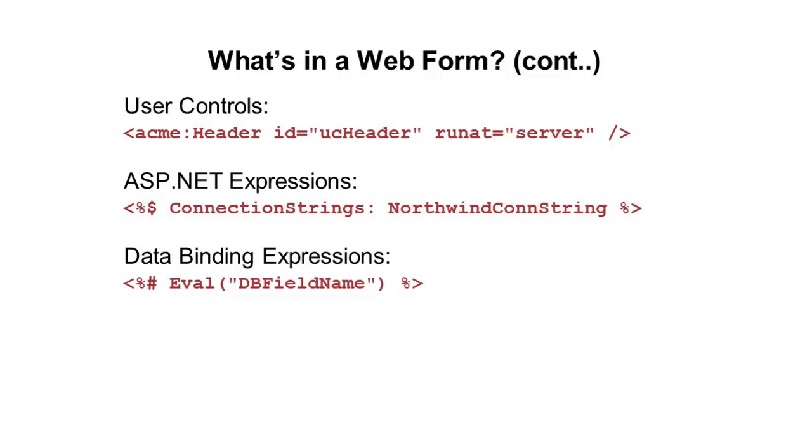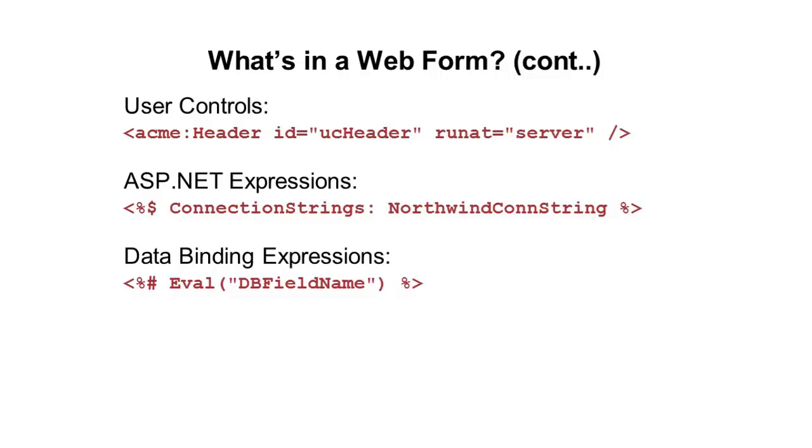Now, expressions are a little bit different because, unlike directives that use %, expressions use %$. And so this particular expression would allow us to read a connection string without having to write any C# or VB code to do it. So this would go in the ASPX page and pull out the Northwind connection string from a file called web.config. Very useful as you're using data source controls, which we'll be covering.